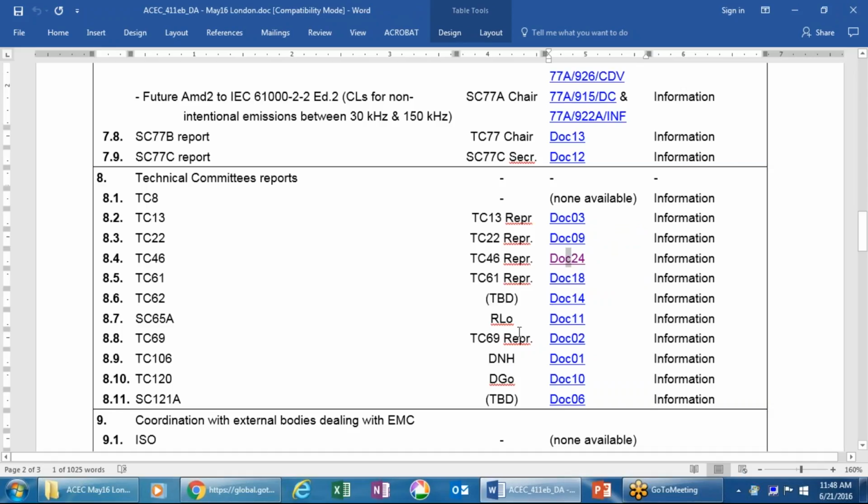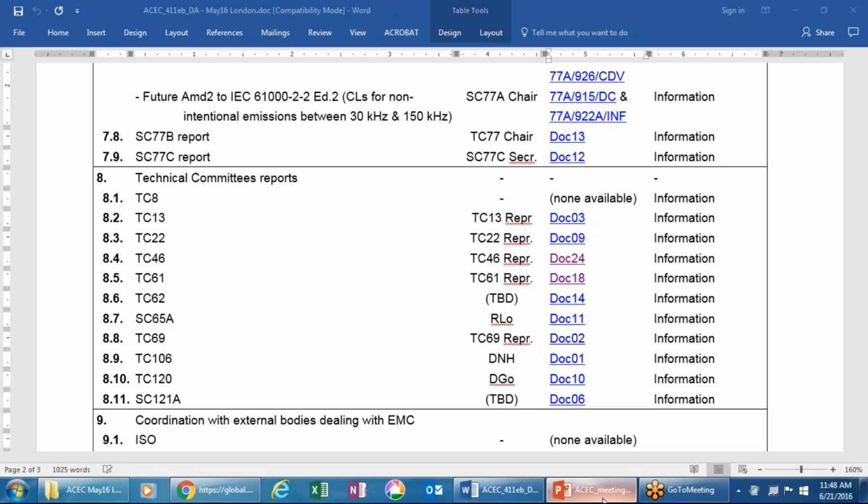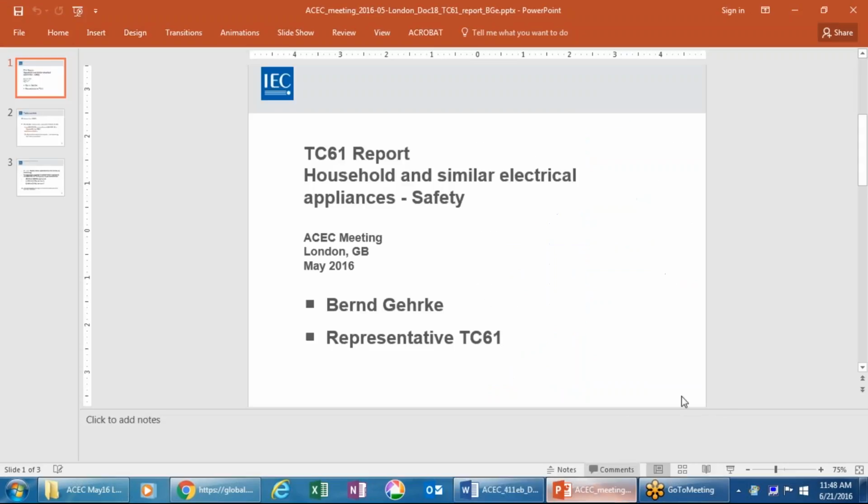Excuse me. 61 is an interesting group. I may just show the titles of these as we go on here. 61 is household and similar electrical appliances, safety, but there is an EMC need because if EMC is an issue and the product doesn't act as it should, it may become a safety issue.